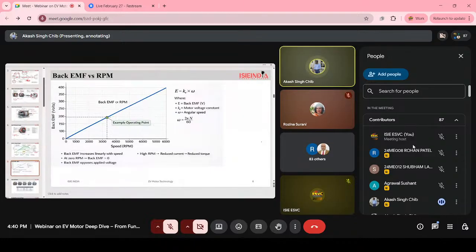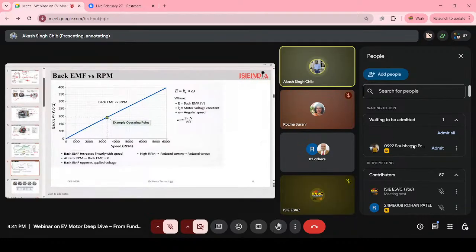Now let's discuss back EMF and RPM. When a motor rotates, it generates voltage inside it. That voltage is called back EMF. EMF means electromotive force, so back electromotive force. Whenever the motor rotates, it generates voltage inside it.